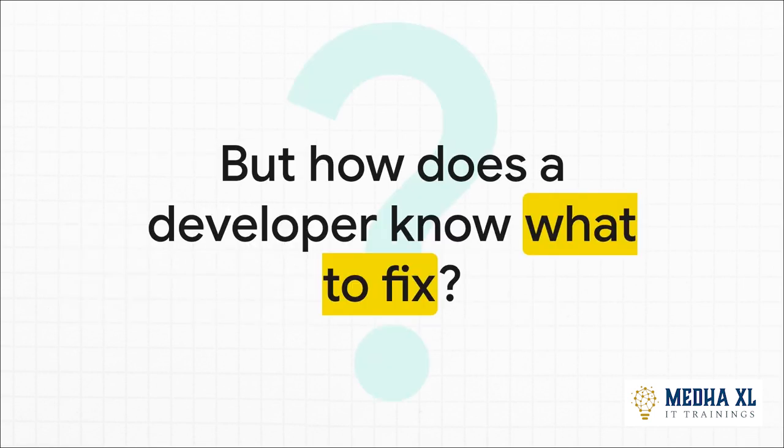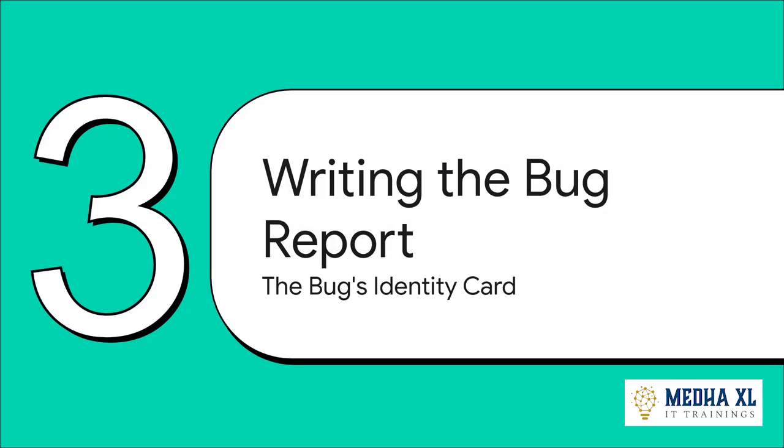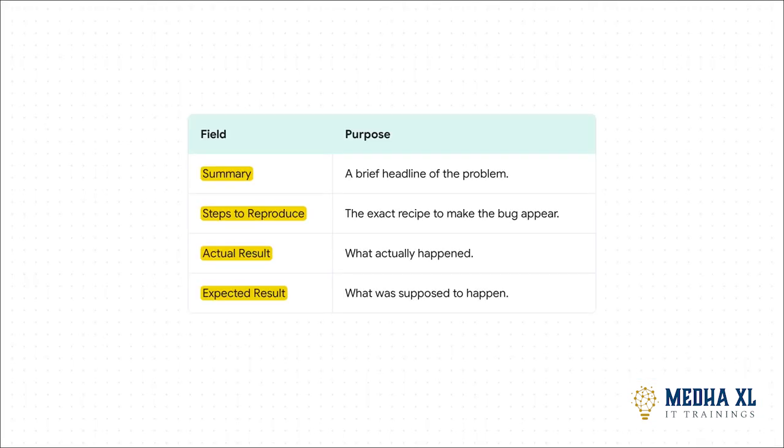So this whole tracking system is great, right? But it all hinges on one critical piece of information. How does a developer, who could be anywhere in the world, know exactly what went wrong, and more importantly, how to make it happen again so they can fix it? Well, the answer is one of the most important documents in all of software development, the bug report. You can think of this as the bug's official identity card. It's everything you need to know about it. A really clear bug report is the absolute key to getting a quick fix.